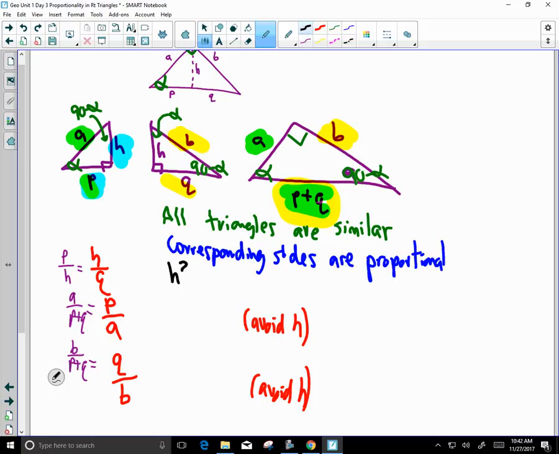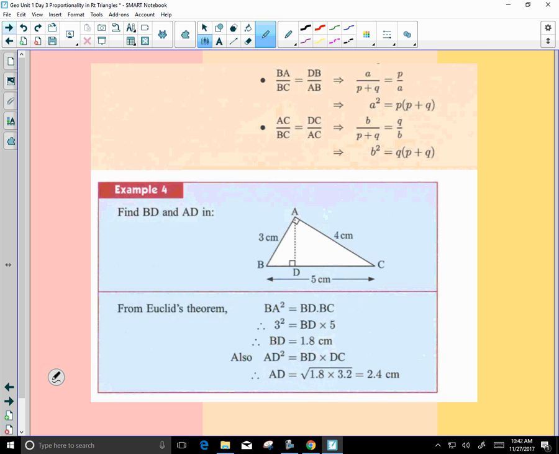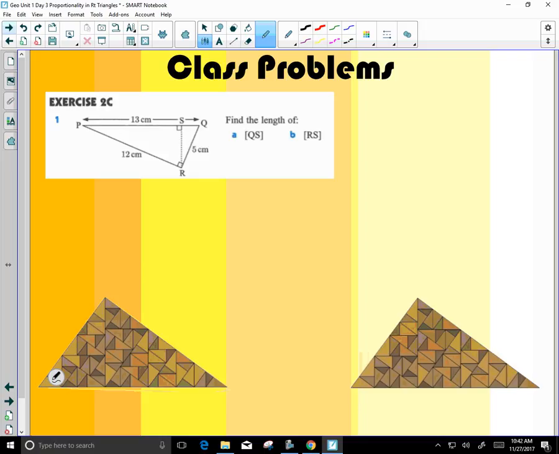H squared is going to be equal to PQ. That was one of my formulas. A squared is equal to P times P plus Q. You saw that one coming. And then we have B squared is equal to Q times P plus Q. And those are the three Euler's theorems using a right triangle. Pretty simple to prove and pretty interesting to look at. Let's go right to the class problems and go to the one here.